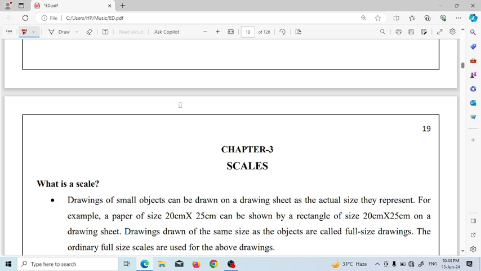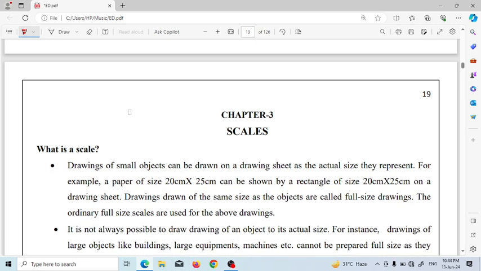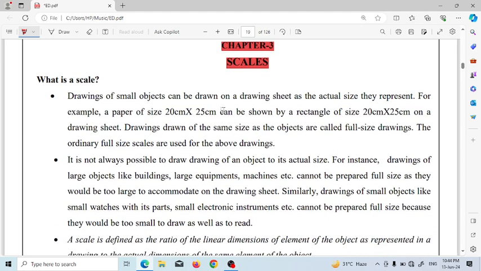So that completes chapter 2, which is numbering and lettering dimensions. The next chapter, chapter 3, is scale. Before starting the subject of scale, we have to know what a scale is.